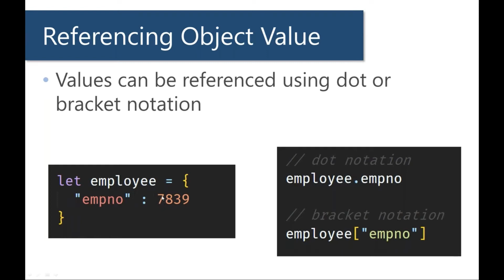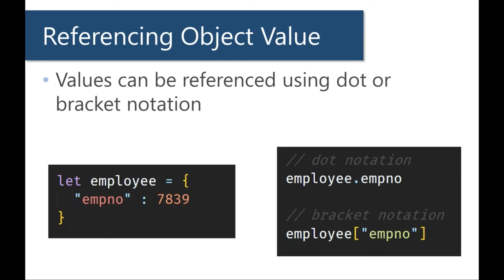If I want to get access to that value or use that value in my application in some way, shape, or form, I can either use dot notation and reference the value, or I can use bracket notation. I can pass in the key as a string literal. So notice that these two values are exactly the same, and they will return the same value.